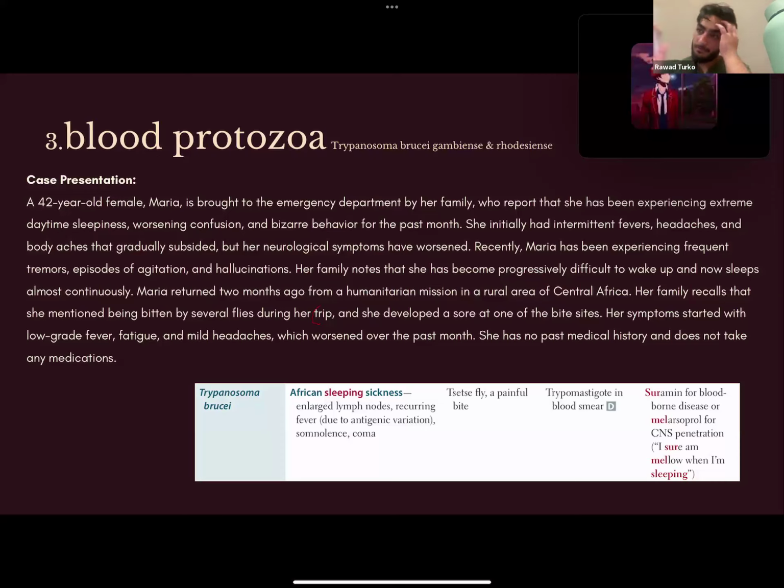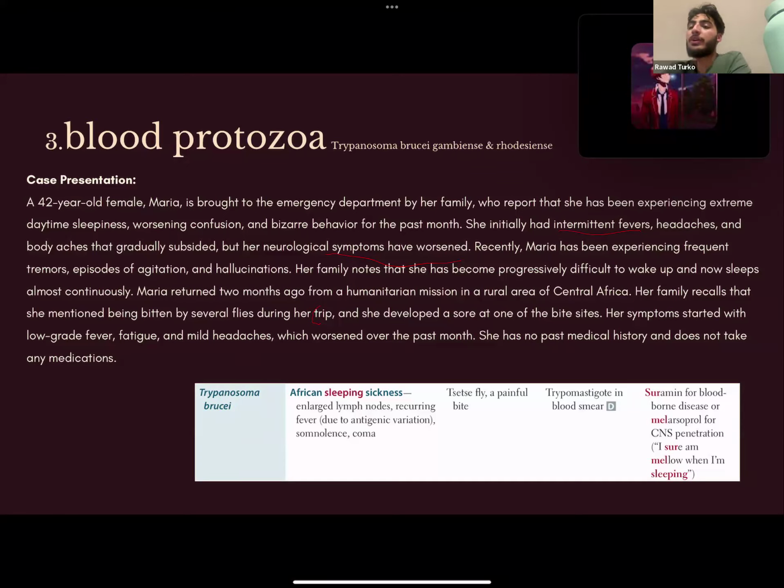Okay, she initially had intermittent fevers, headaches, and body aches that gradually subsided, but her neurological symptoms have worsened. Now, who can tell me why the fevers and the headaches and the body aches subsided, but the neurological symptoms got worse? I guess because it has already entered the brain. Exactly. So at this point, these trypomastigotes are leaving the circulation. They're going into the lymph drainage, lymphatic vessels, and they're moving up to the brain. So they're being taken away from the systemic circulation, so they're causing less of that fever and more of those neurological symptoms.